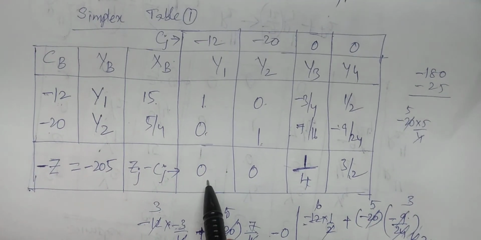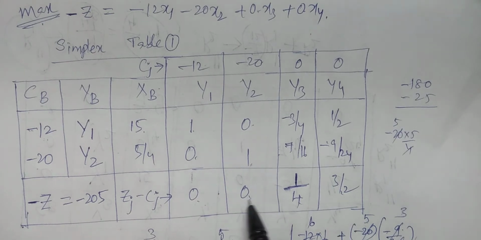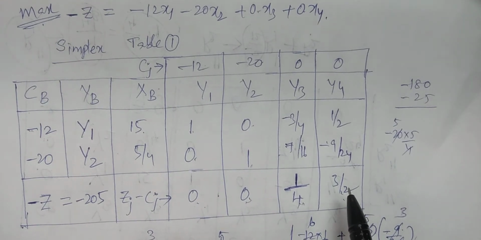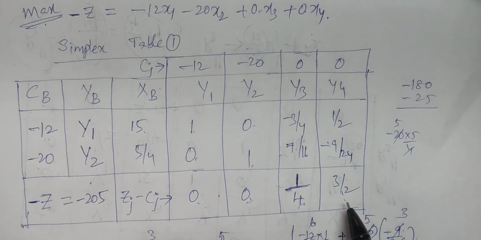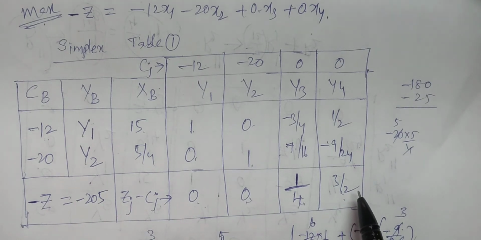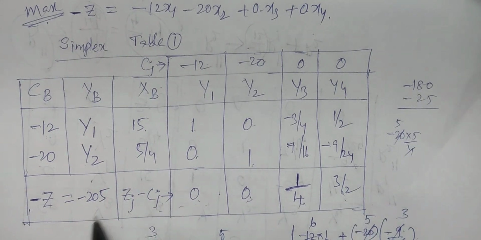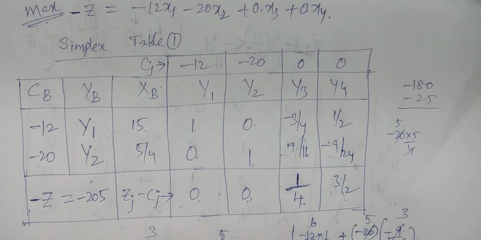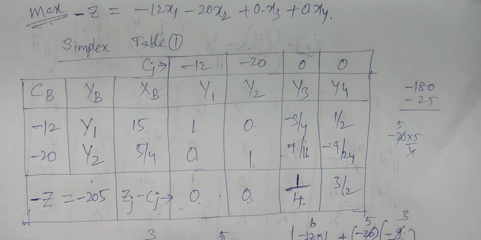Now you see all the net evaluations: 0, 0, 1 by 4, 3 by 2. Now apply the simplex procedure. We examine the sign of Zj minus Cj. All are greater than or equal to 0. Hence the current solution is an optimum basic feasible solution. That is, in simplex table 1 we got the solution. But if any net evaluation Zj minus Cj is negative, then you have to continue the simplex procedure.